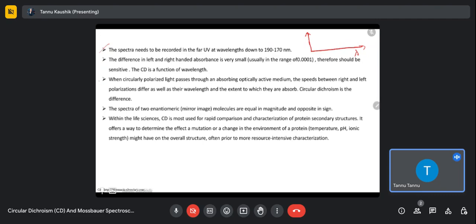So again, when the circularly polarized light passes through an absorbing optically active medium, the speed between right and left polarization differs, as well as their wavelength and extent to which they are absorbed is different. So the speed at which they differ is what we call optical rotation, and the difference in their absorption is what we call circular dichroism. For the difference in their absorption, we record the circular dichroism.